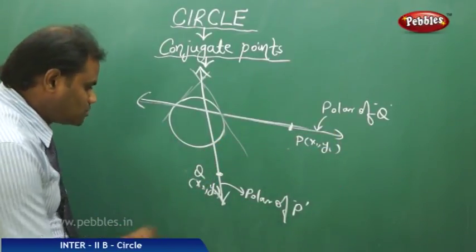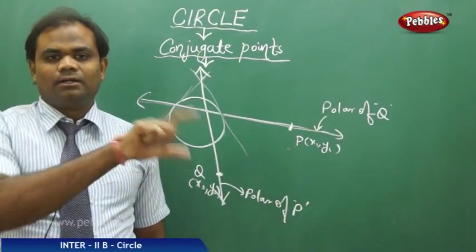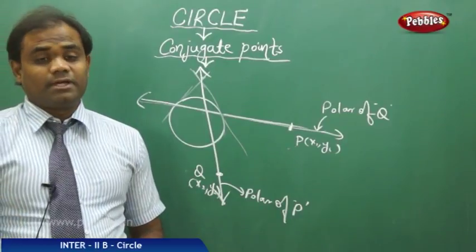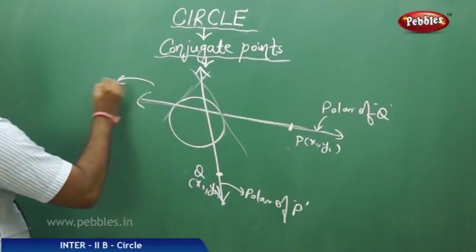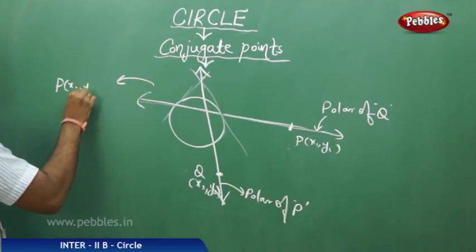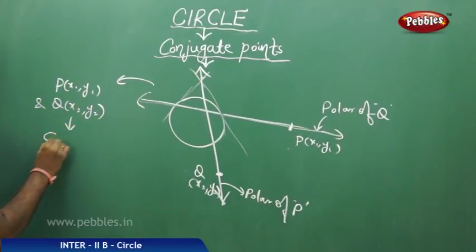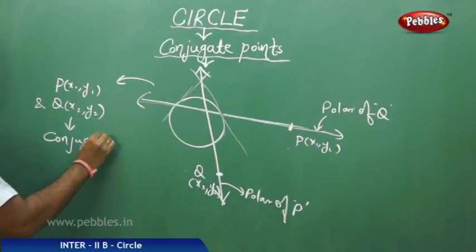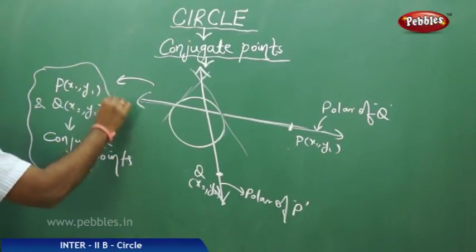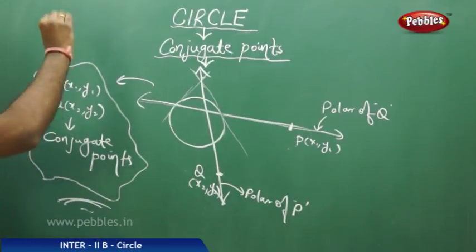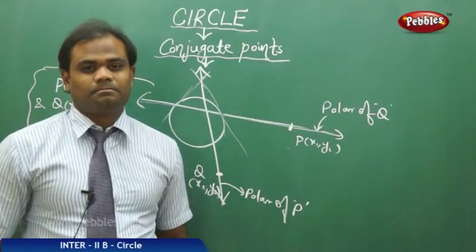In this case, these two points are said to be conjugate points. If one lies on the other's polar and simultaneously the other lies on the first's polar, we say that the two points are conjugate points. So here P (x1, y1) and Q (x2, y2) are called conjugate points. This is how we understand conjugate points connected with the circle.